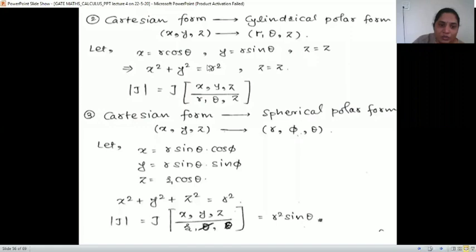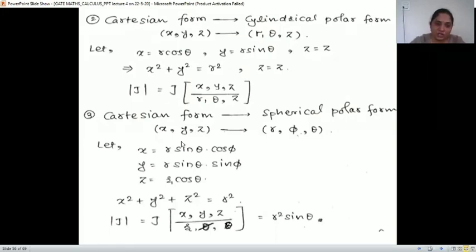That is, x square plus y square is r square, z is z, and the Jacobian is dou(x, y, z) by dou(r, theta, z). Z we are not changing. So the next form is Cartesian to spherical polar. In spherical polar, we have r, theta and phi. As in cylindrical we have r, theta and z, and in spherical we have r, theta and phi.